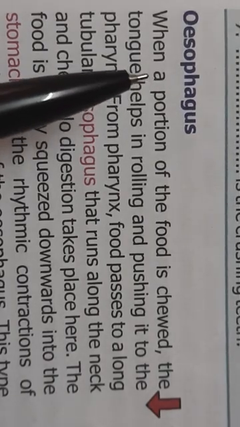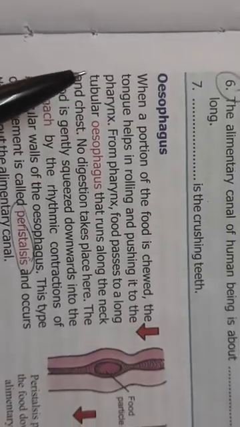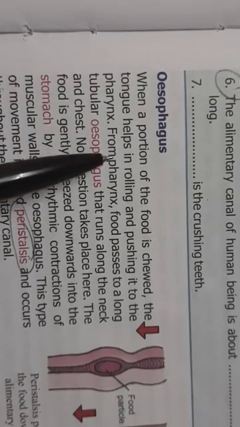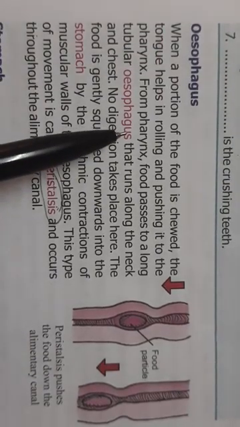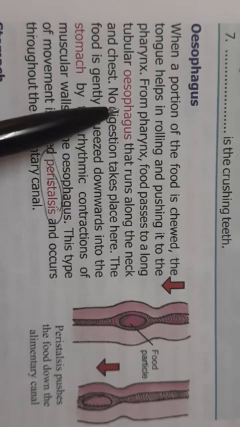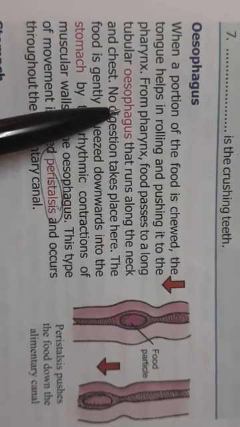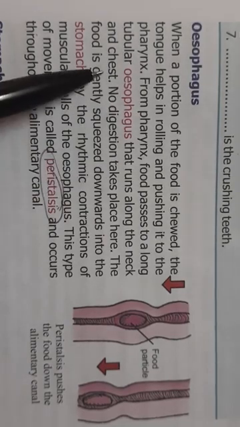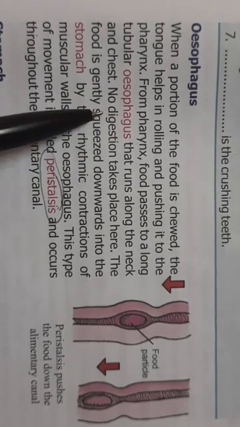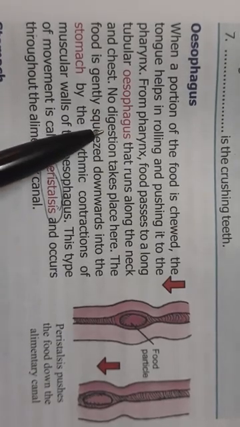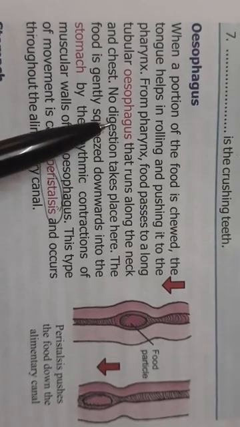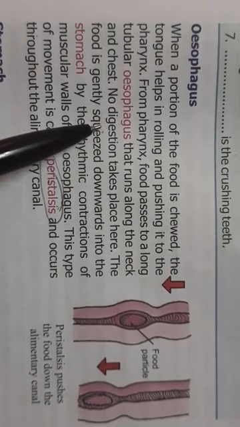Now, when we chew the food, you have learned that the tongue helps in rolling and pushing it to the pharynx. Then from the pharynx, the food passes to a long tube-like structure that is called the esophagus. The esophagus runs along the neck and the chest. Here, you have to keep in mind that no digestion takes place in the esophagus. We learned that digestion starts from the mouth, but in the esophagus, digestion does not take place.